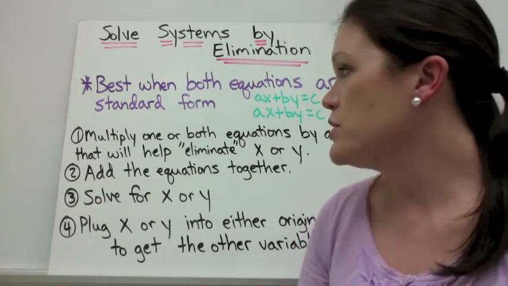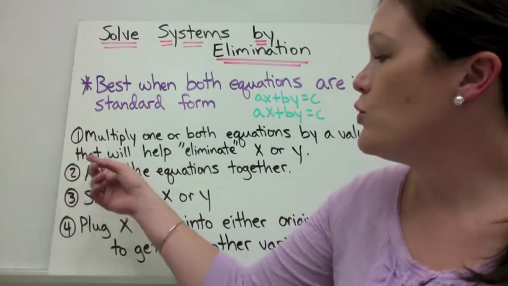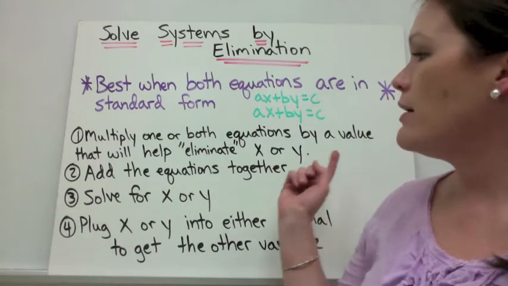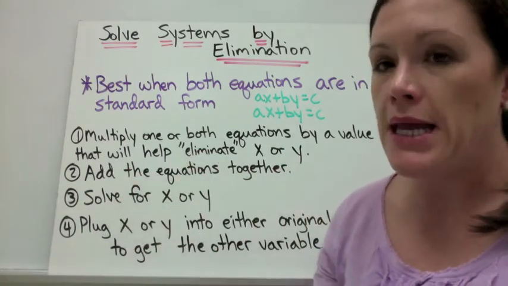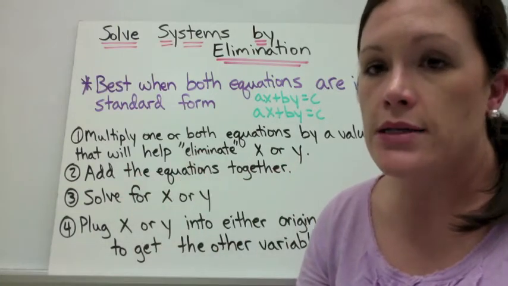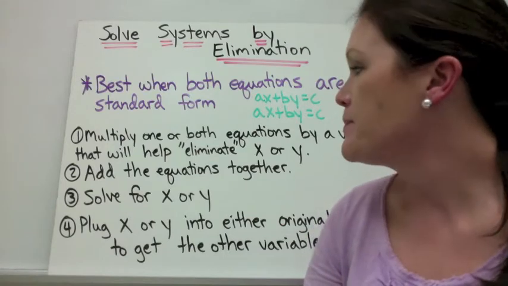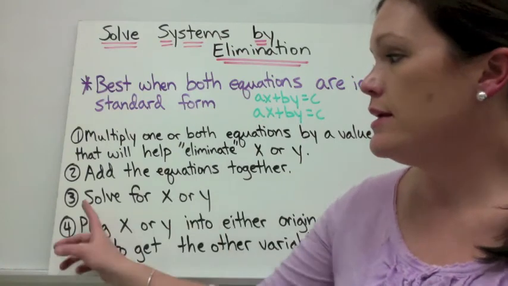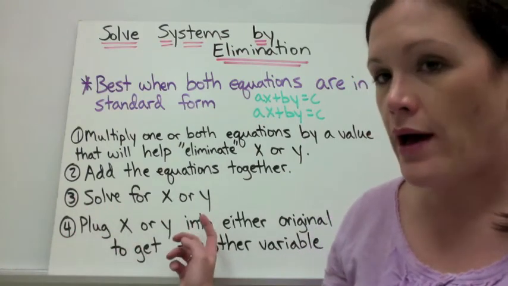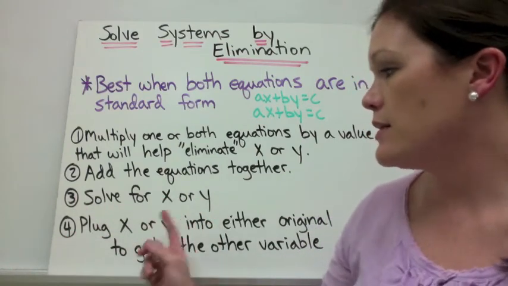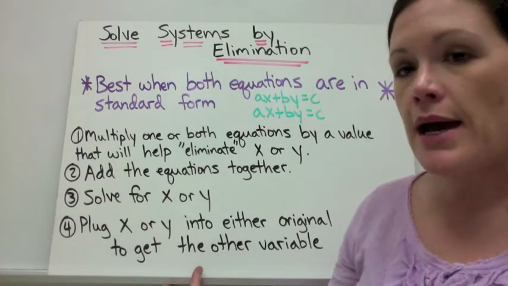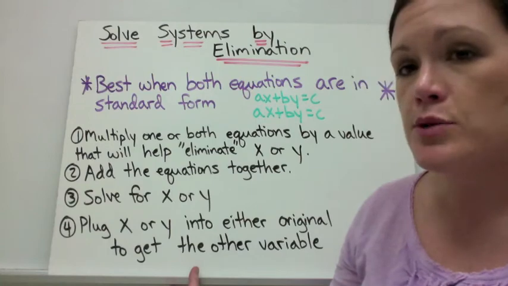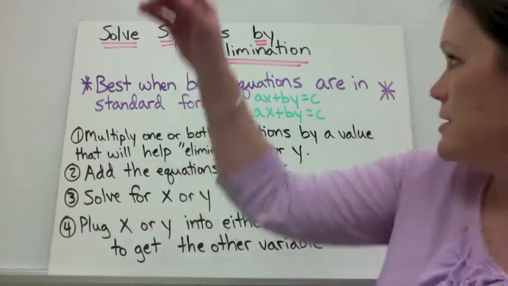So the steps we're going to use: step 1, you want to multiply one or both equations by a value that will help you eliminate the x or the y. I'll show you what that means in just a minute. Then you want to add the equations together and solve for x or y. After you get x or y, you plug it back into one of the original equations to get the other variable. So let's check out some examples.